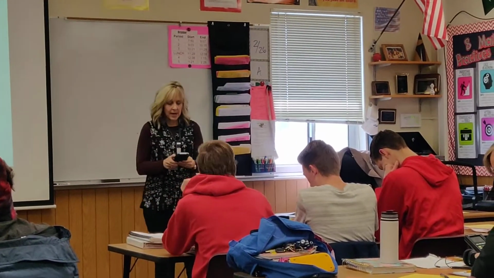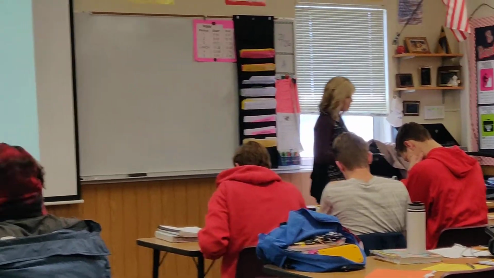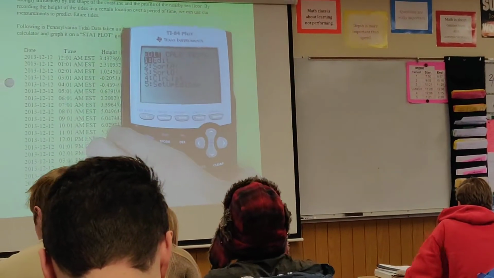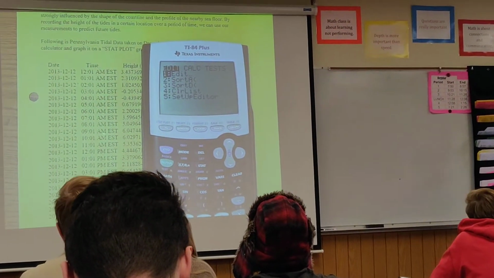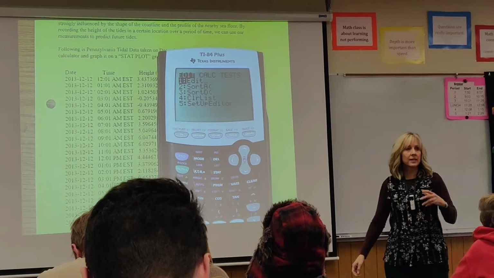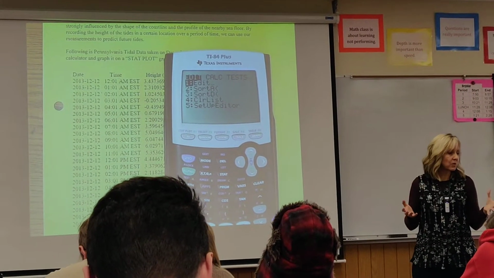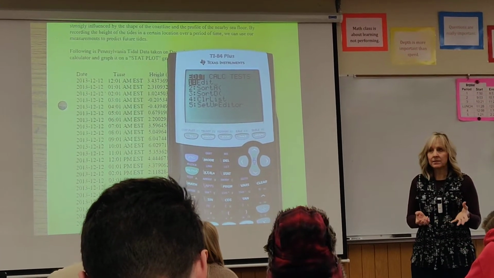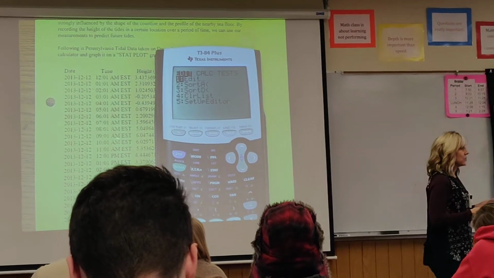So you use the stat button on your calculator. Find it, it's next to the variable key. And you're gonna get a menu that looks like this. Okay? Edit means it's gonna give you a list and give you access to insert your data. So just hit enter once you get this.